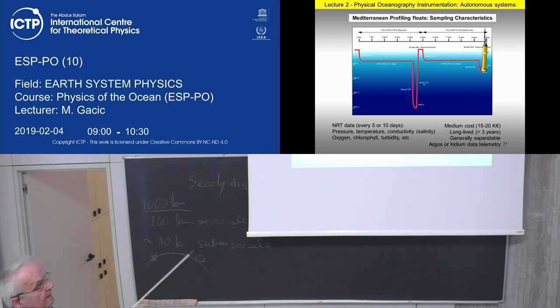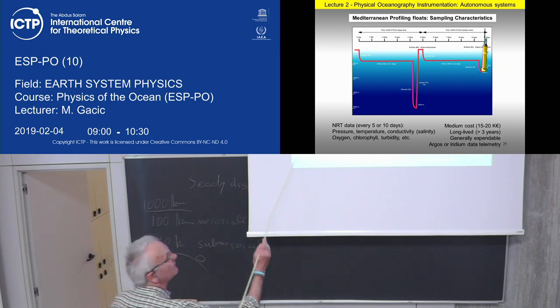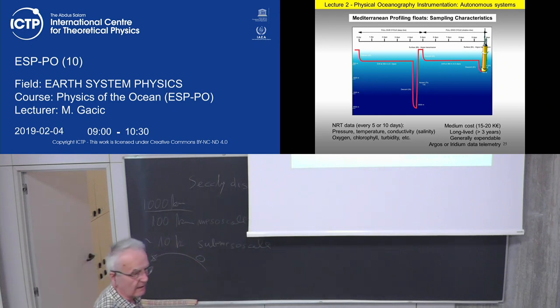So once they don't send any more of these parameters, then you might go and look for it by trying to find its position, and recover it. Obviously, one day of ship time costs 30,000 euros. So it's quite a big dilemma.